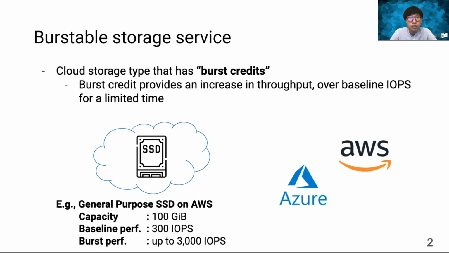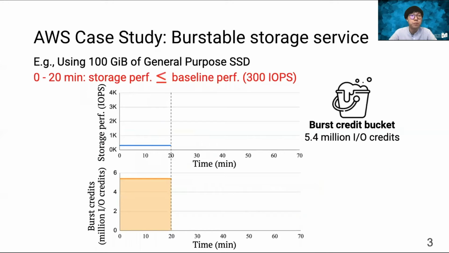Burstable storage service allows users to deal with the bursty workload characteristics that many workloads experience occasionally. Let me show you how a burstable storage service works by using a concrete example in AWS. Assume that we are using 100 GB of general-purpose SSD, and these two graphs show the status of the volume in terms of storage performance and the amount of burst credits left.